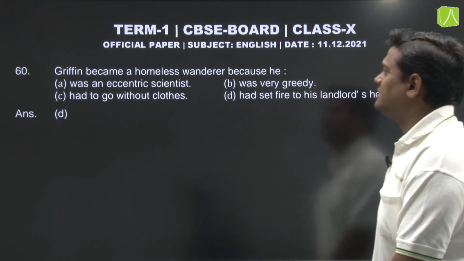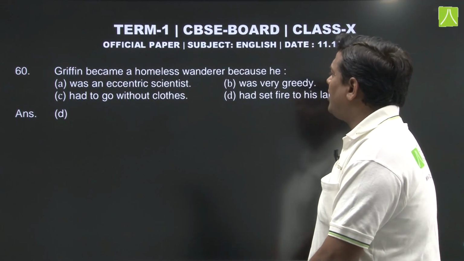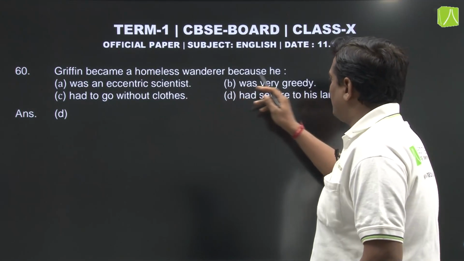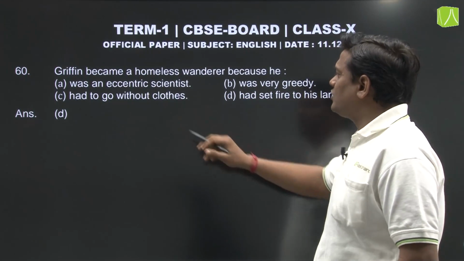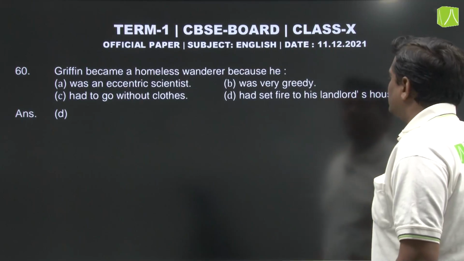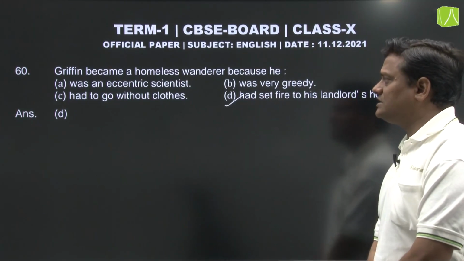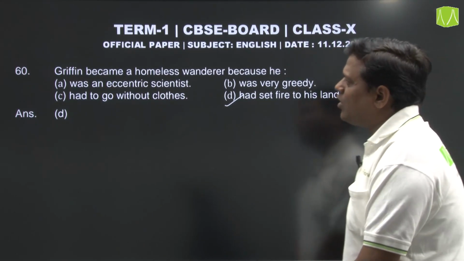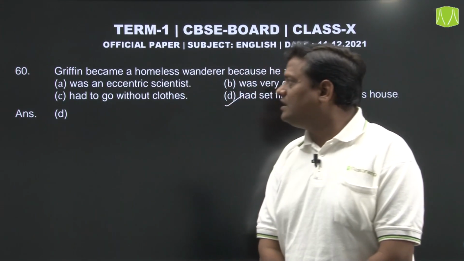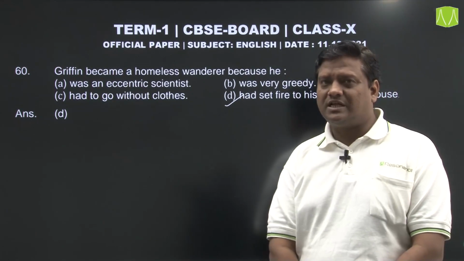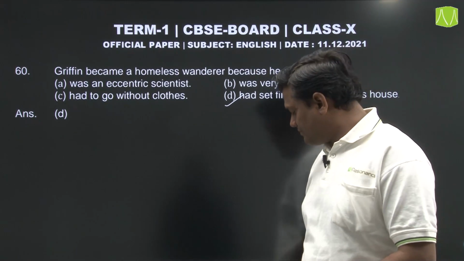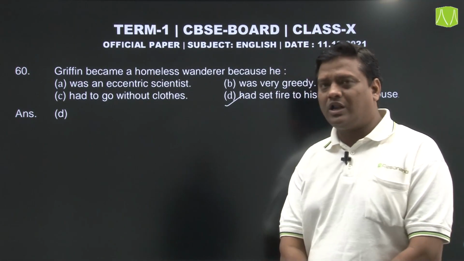Question number 60. Griffin became a homeless wanderer because he was an eccentric scientist, was very greedy, had to go without clothes, or had set fire to his landlord's house. This is the factual answer to these questions. So we have attempted all 60 questions. Now you can match your answers with what you ticked in your exam. I hope you all have got good marks.